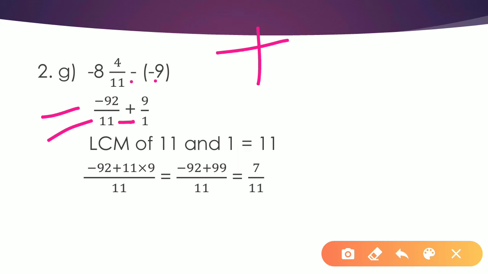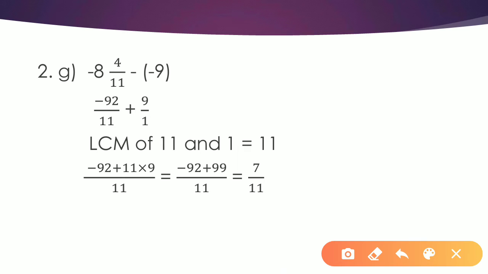And then 9, the denominator of 9 will be 1. Here the denominator is not the same. For the first rational number, the denominator is 11, and for the second rational number, the denominator is 1. So let's take the LCM. LCM of 11 and 1 will be 11 only.